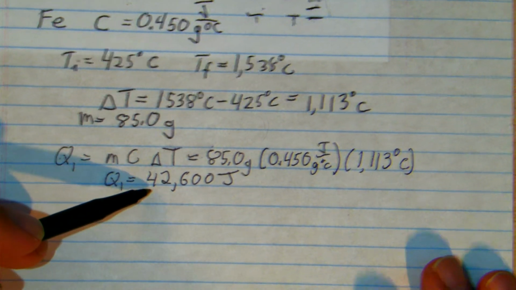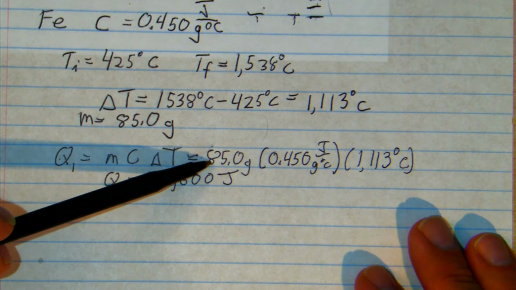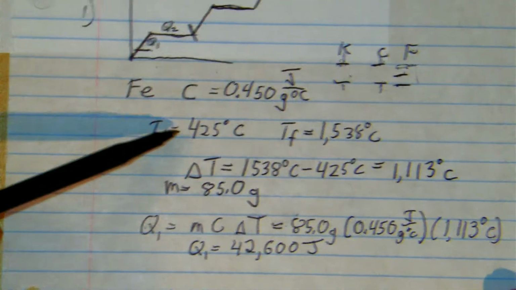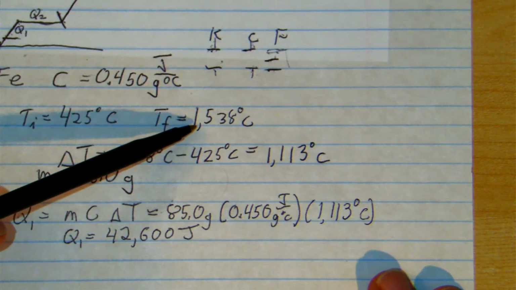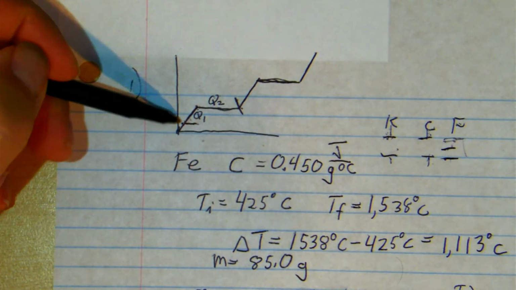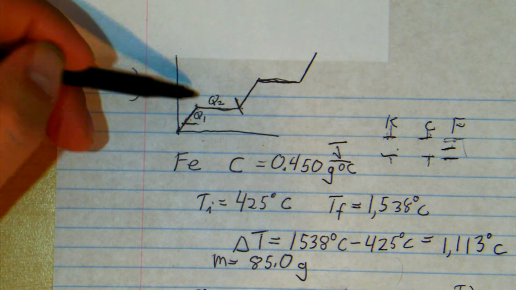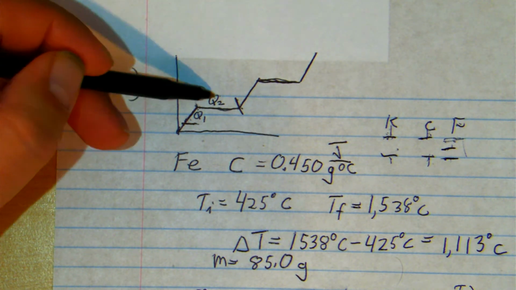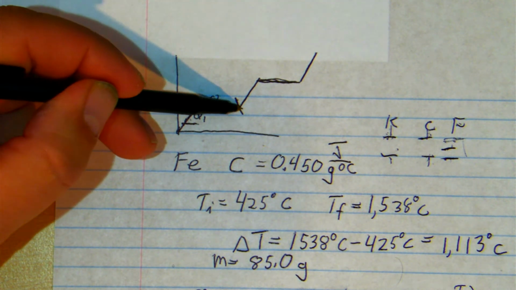This is the amount of heat energy necessary to warm up 85 grams of solid iron from an initial temperature of 425 degrees Celsius to its melting point at 1,538 degrees Celsius. This takes me to this point on the heating curve. Calculation Q2. Now I'm going to melt that quantity of iron.